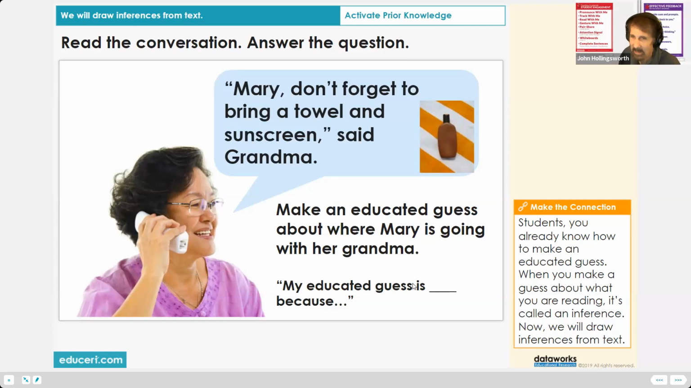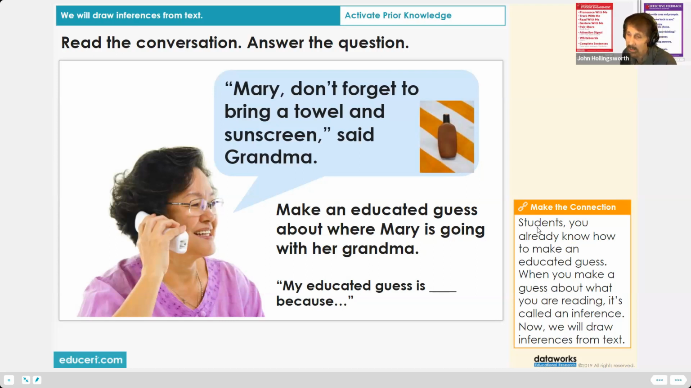Okay. Let's see our whiteboards. Up. Okay, now I'm looking around. I can't read everybody because they're a little bit hard. Okay, Jill, can you read your answer to the class? My educated guess is the beach because if they were going to a pool, they probably wouldn't need sunscreen because it's an inside area. Okay, very good. I could call a couple more people.